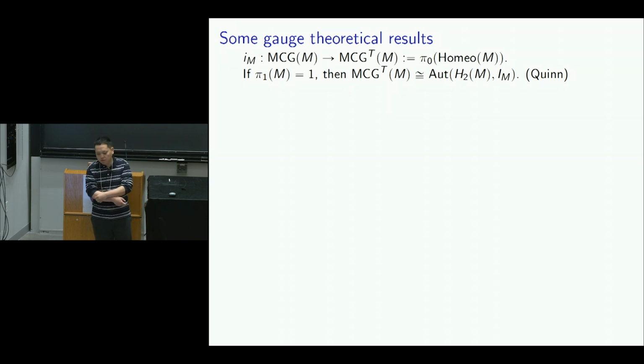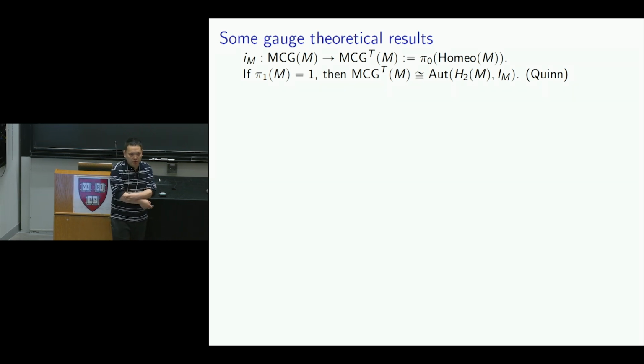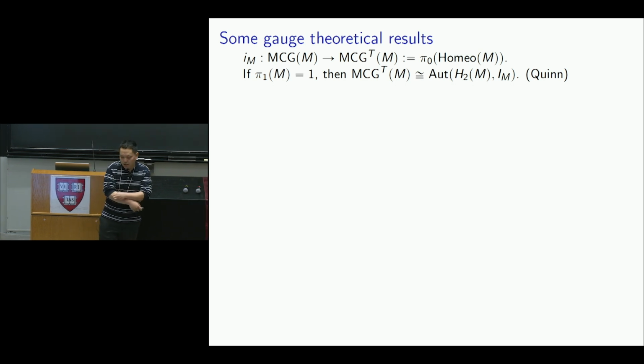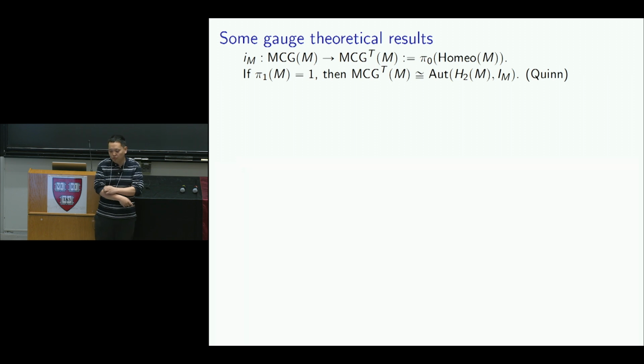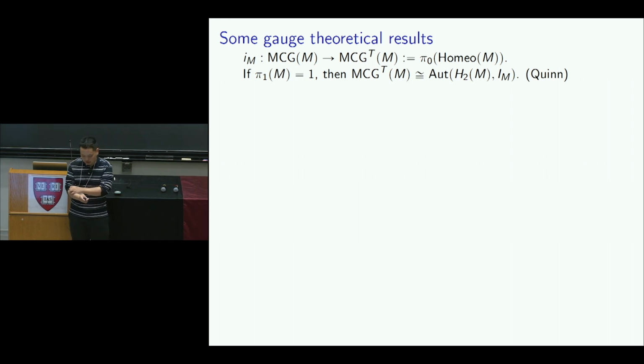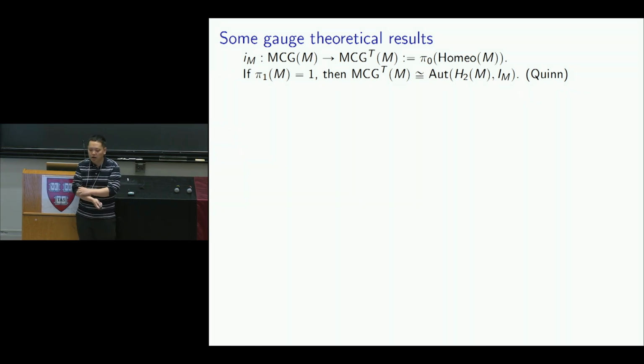For a 4-manifold, you have an intersection form given by the cup product. Then a classical theorem by Quinn states that every automorphism that respects this intersection form can be realized by a homeomorphism, and it's unique up to continuous isotopy. So we do have a very good understanding of the topological mapping class group.